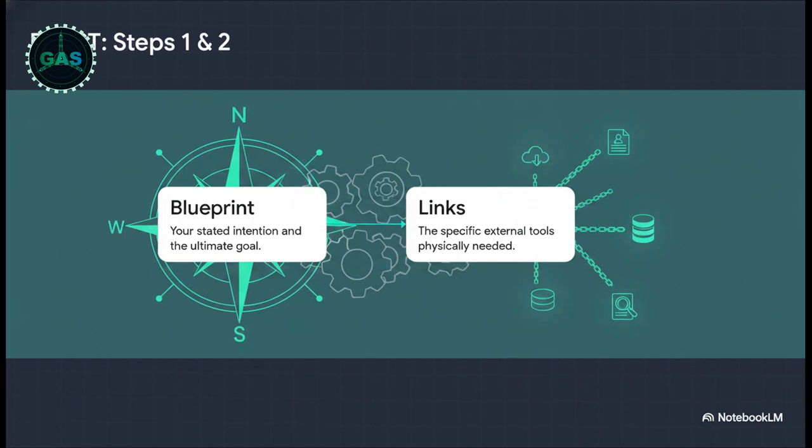So BLAST is a 5-step acronym. Let's break it down. First, you set the blueprint. This is your ultimate goal, your absolute North Star. You tell the agent exactly what you want to be true at the very end of the project.